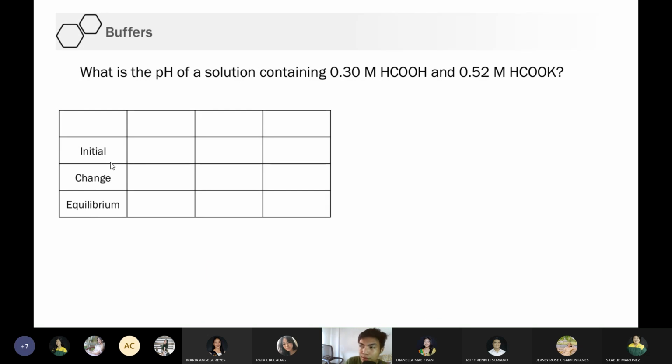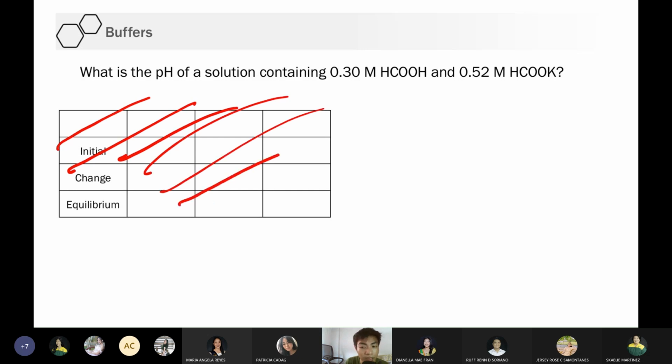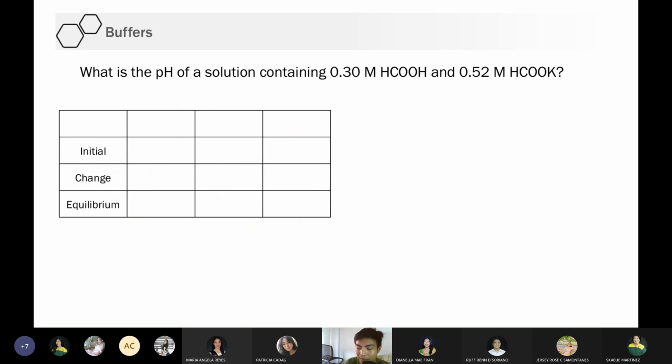Okay, so let's try to answer this. What is the pH of a solution containing 0.30 molar formic acid and 0.52 molar potassium formate? By the way, hindi na natin kailangan ng ice table. Graduate na kayo dito. Kasi pag buffers, wag nyo napapansinin yung ice table. Ha? Graduate na kayo dyan.